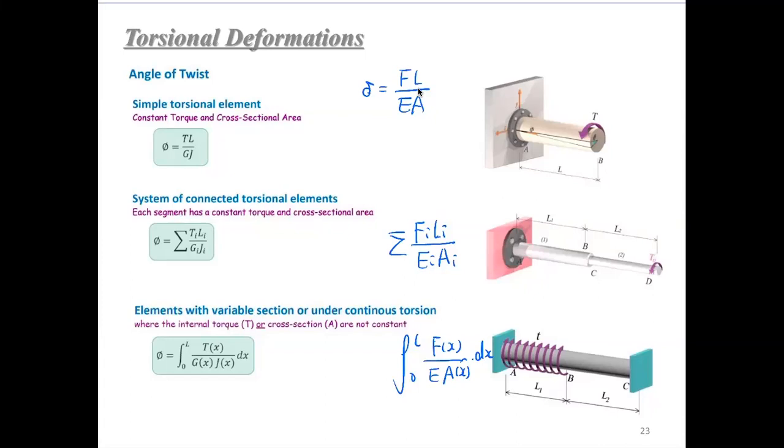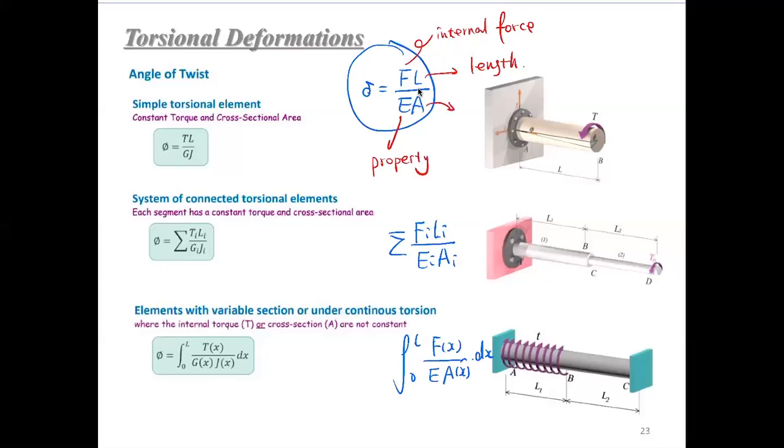If you are interested, I also share the whole process to derive these equations for torsional elements. But it's easier to remember it by doing an analogy between these two sets of equations. You can see in chapter 3, we used delta equals FL over EA. F is the internal force, L is the length, and E is the elastic property. A is the area, but we can call it more generally a sectional property.